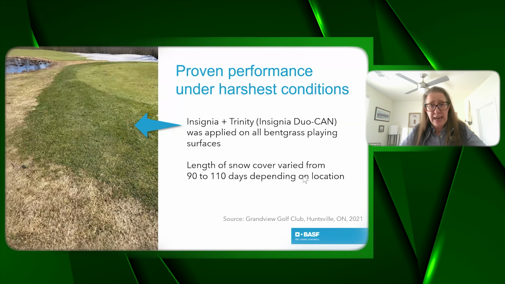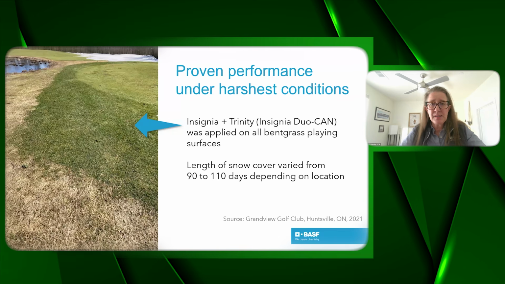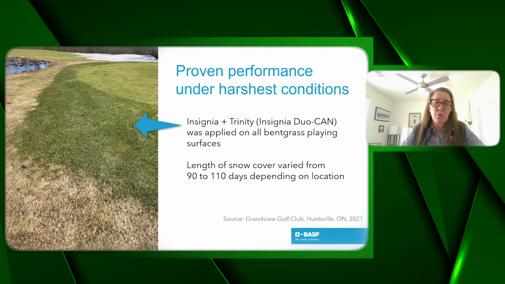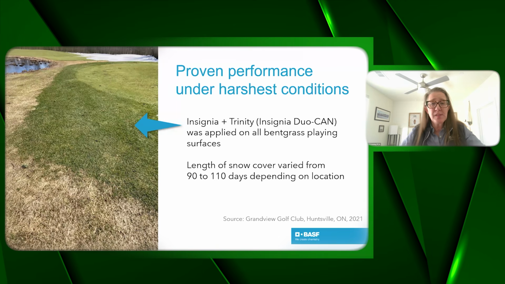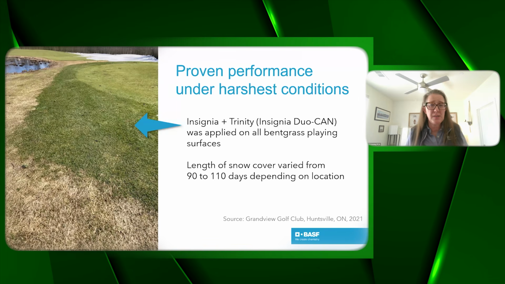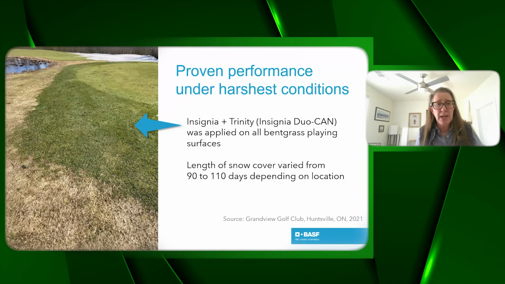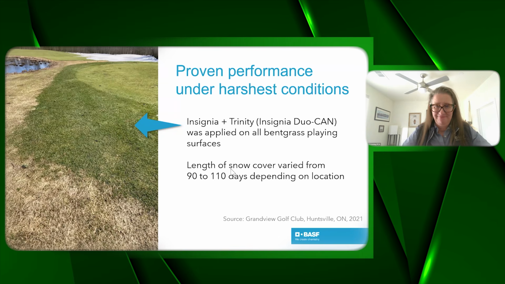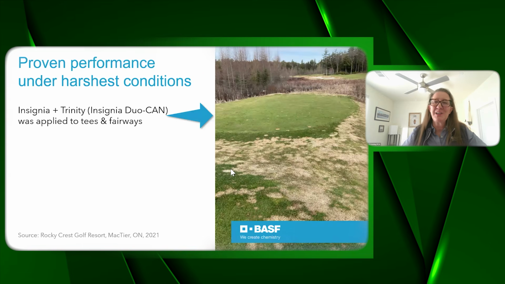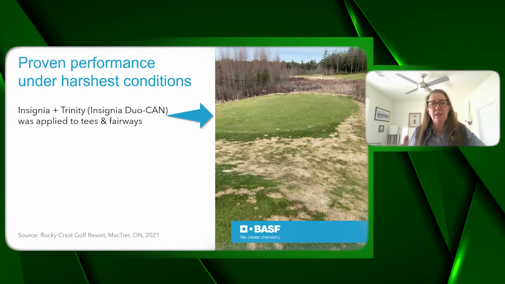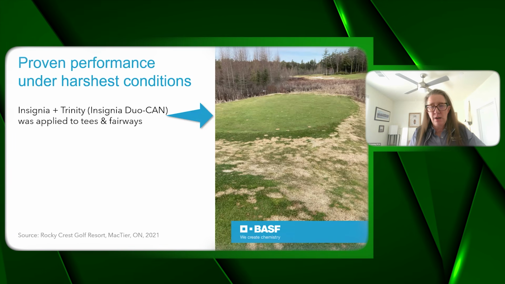We also do work in Canada. This is Insignia and Trinity Aramax, and we applied here to bentgrass playing surfaces. Their variability for cover was plus or minus 10 days on 100, varied by location, looks really good in spring. This is that other situation I was telling you about where they treated the green and part of the collar, and then they did not treat around the edge.